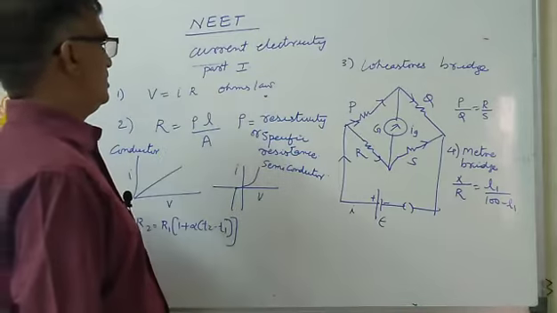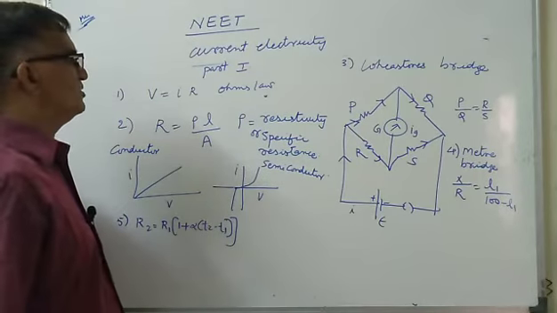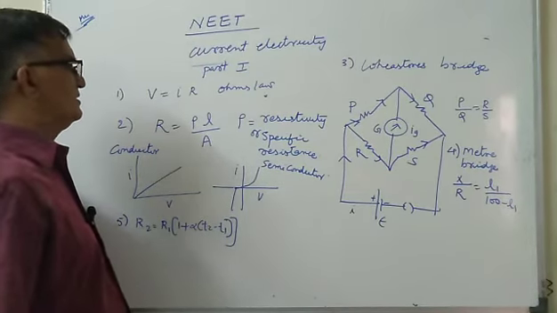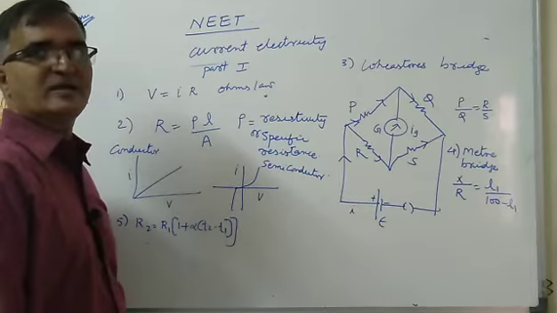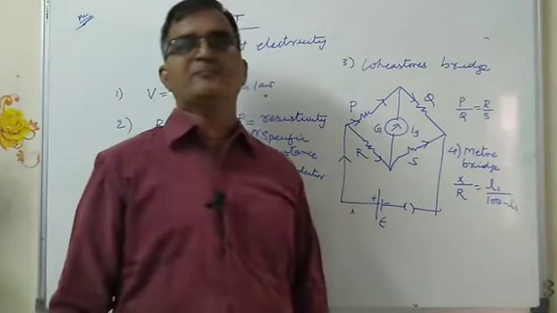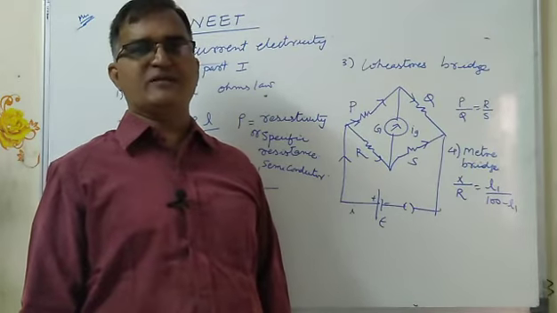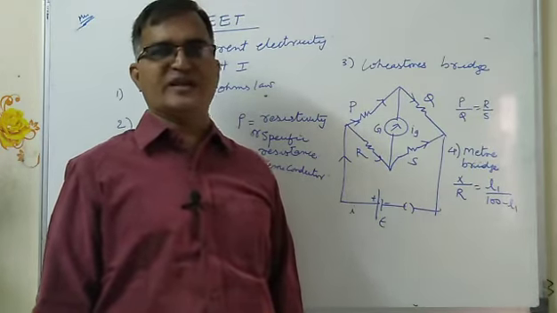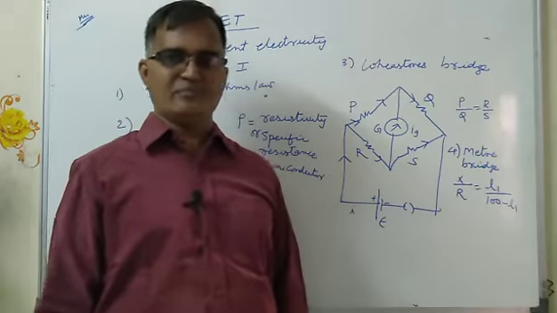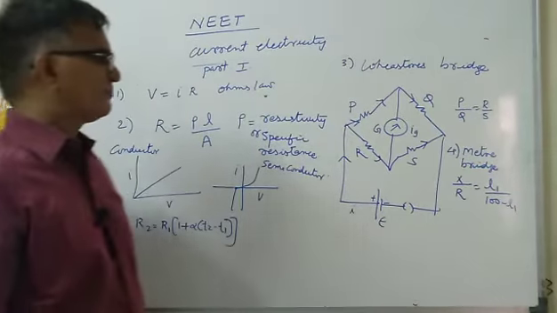First we have Ohm's law. Ohm's law: V is equal to IR, at constant temperature. At constant temperature, the potential difference applied across the ends of a conductor is directly proportional to the current passing through the conductor. V is equal to IR.